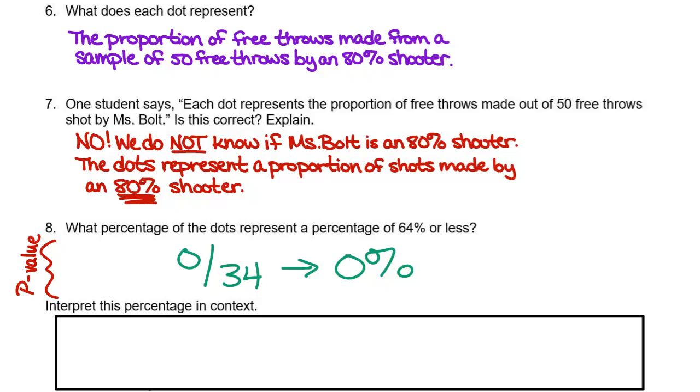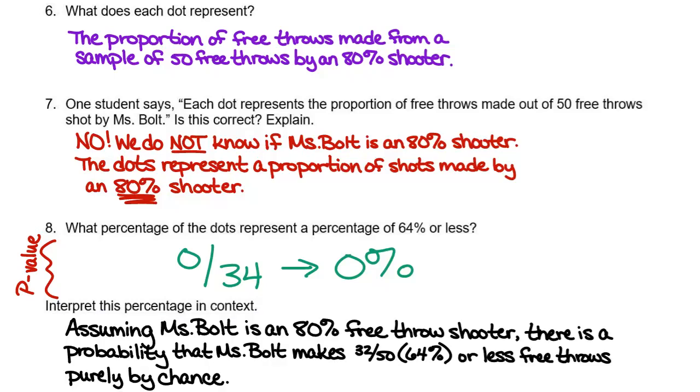So interpreting that percentage in context, assuming that I was an 80% free throw shooter, there's a 0% probability that I make 32 out of 50 or 64% of free throws or less purely by chance. So if we're saying this 32 shots out of 50 happened purely by chance, that would kind of equate to I just had a bad day. It was just an off day. It was this random event that happened. There's not a very good probability that this was just random.